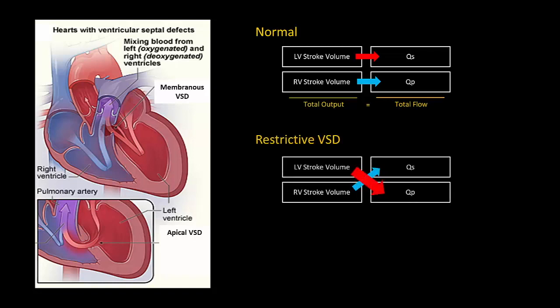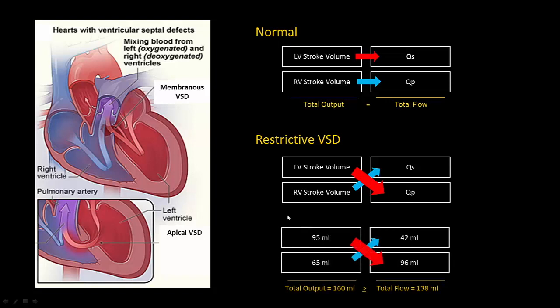In a patient with a restrictive VSD, however, the LV stroke volume is elevated because blood is now, in addition, going through the septum into the right ventricle, and so therefore the LV stroke volume is elevated, and so is the pulmonic artery flow. But the RV stroke volume is unchanged. The RV stroke volume will be of the same magnitude as the aortic flow. This seems counterintuitive, but let's see if that's true in this case.